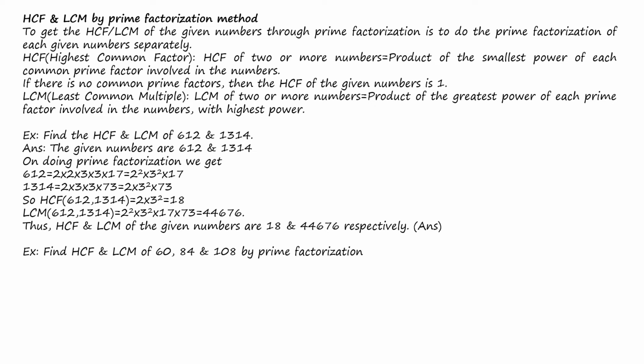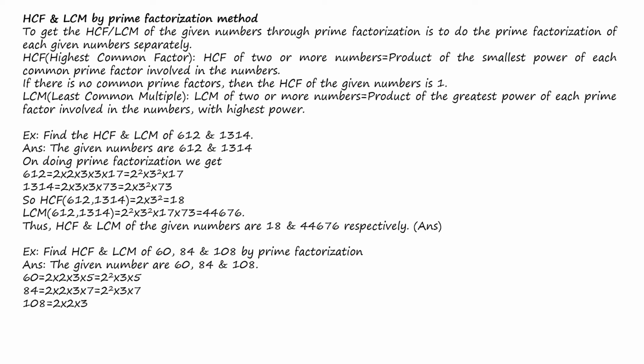Find HCF and LCM of 60, 84 and 108 by prime factorization. The given numbers are 60, 84 and 108. By doing the prime factorization, we get 60 equal to 2 square into 3 into 5, 84 equals 2 square into 3 into 7, and 108 equals 2 square into 3 cube. So the HCF of 60, 84 and 108 is 2 square into 3, which is equal to 12.